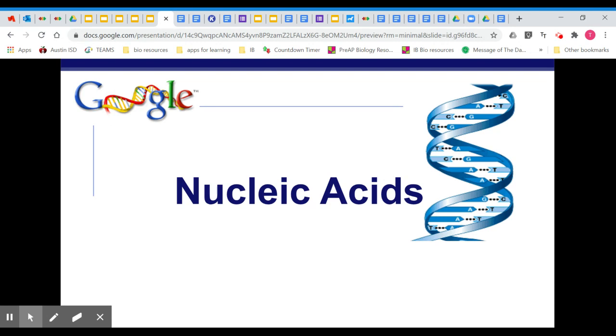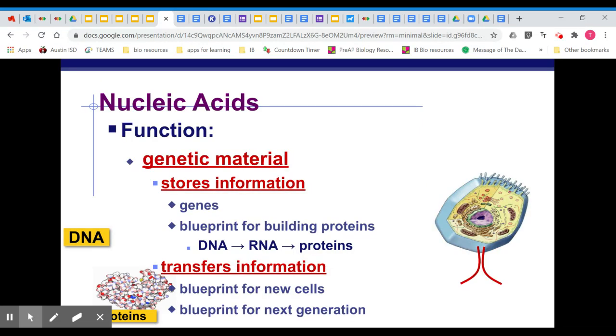They are also made up of carbon, hydrogen, oxygen, but in the case of nucleic acids, we're going to add in phosphorus and nitrogen. Their main job is information storage. They carry all of the instructions that you need to build bodies and build proteins, really, and then the proteins do all the work. So they're your genetic material, DNA and RNA. They store information and they transfer information. So they give you the blueprint for building the next generation.